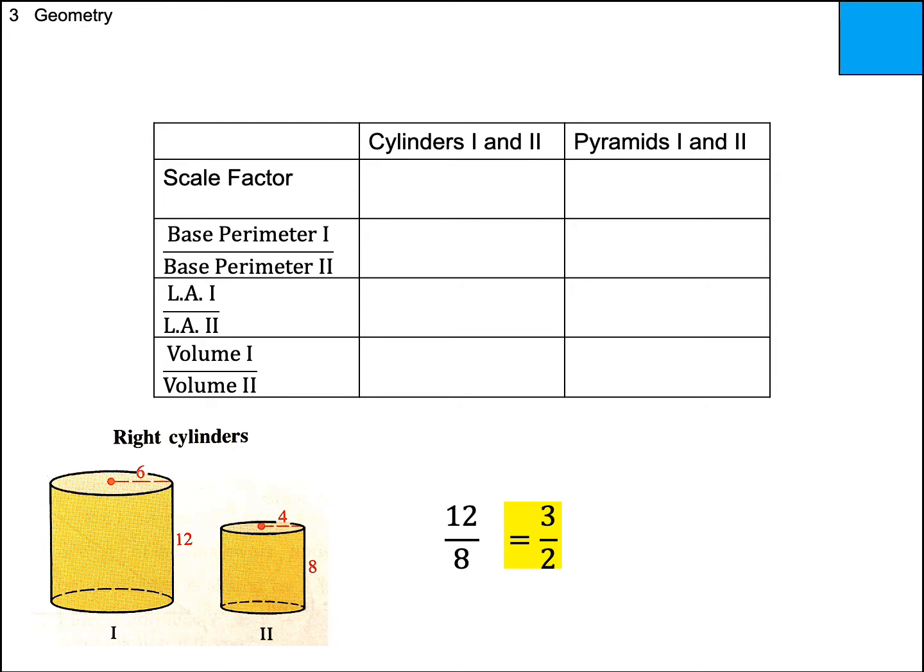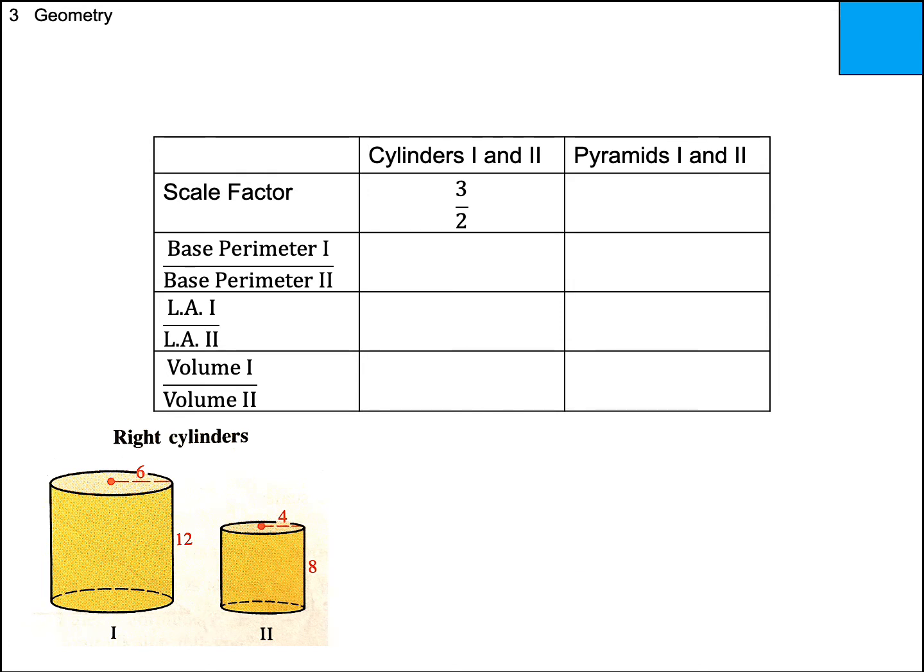And notice that we would have gotten the same value if we would have done the radius. 6 over 4 is 3 over 2. So the scale factor of the cylinders is 3 over 2. Okay? The next thing, we'll just go straight down that column. It says we got to do the ratio of the base perimeter. So base perimeter, what does that mean for a cylinder? That means the circumference, right?